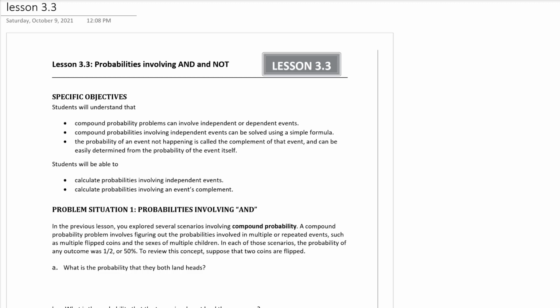Hi everybody, this is lesson 3.3, probabilities involving and not. Alright, let's read the specific objectives.